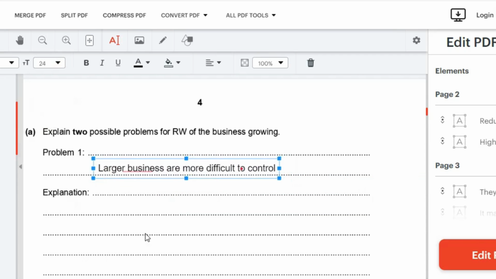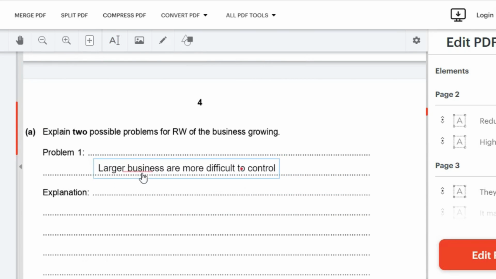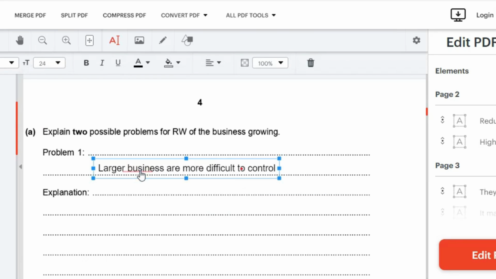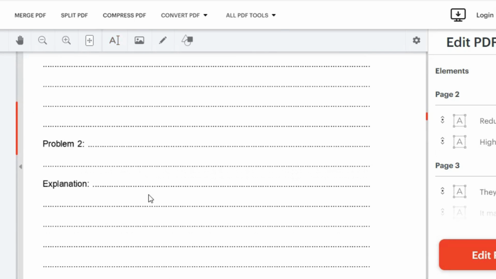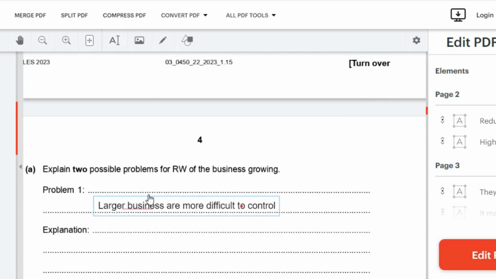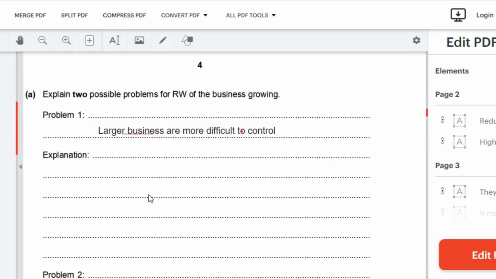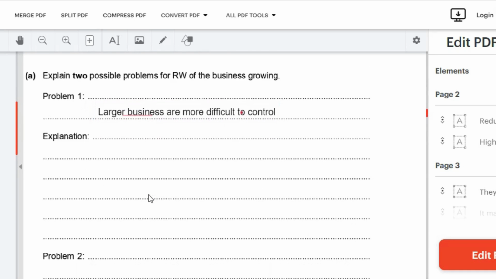Now we move to the explanation. Of course, when the business is growing, some employees may not feel part of the business and may not even work effectively, which can also lead to an increase in average unit cost due to not seeing the person in authority. Now, what is the problem number two that we have here? Of course, we were told to just mention and explain the two possible problems of the business growing.